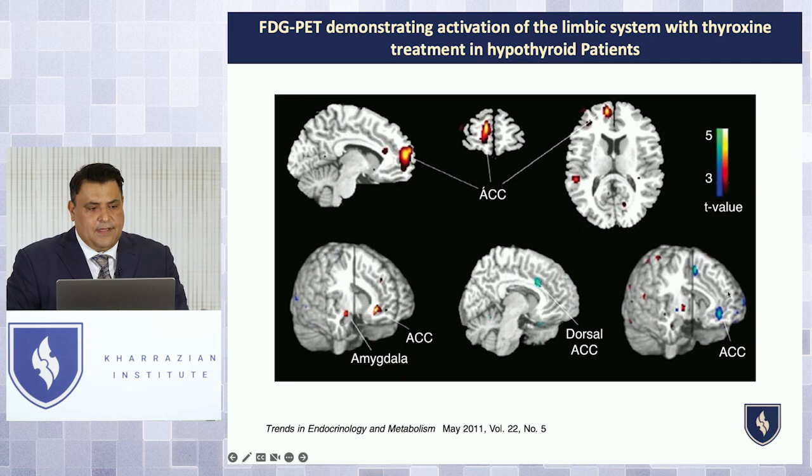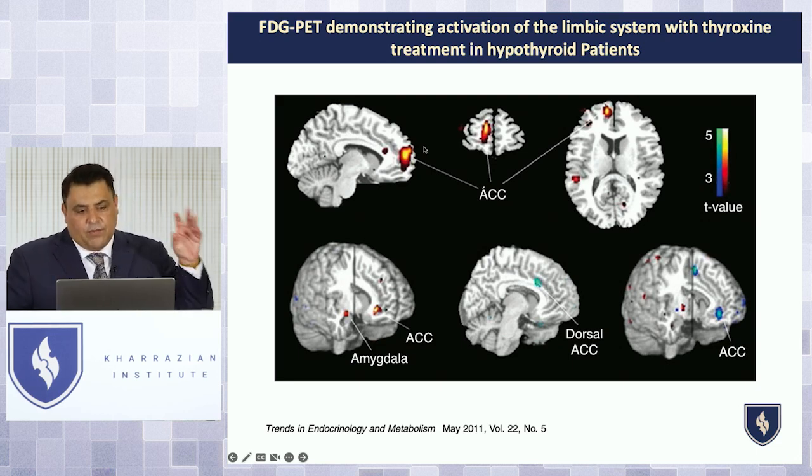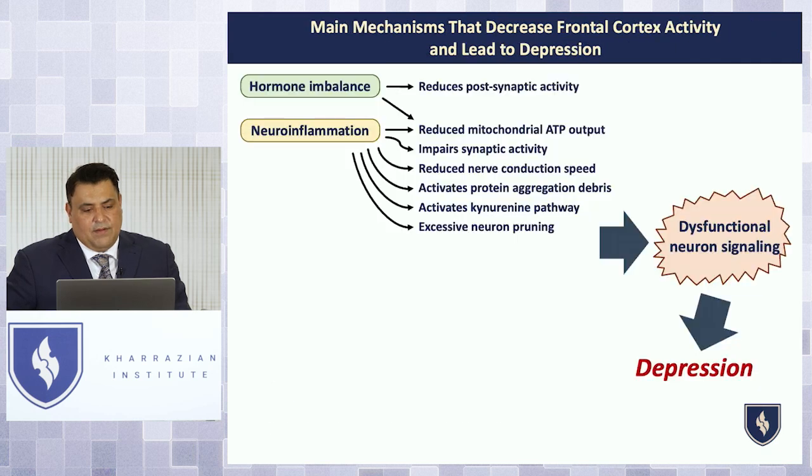And when they look at different PET scans, when they look at what's happening with depression, and when they go to treatment, here you can see a PET scan demonstrating activation of the limbic system with thyroxine in treatment of hypothyroid patients. So you can see, for example, the changes in activity of the frontal cortex with and without thyroid hormones. And you can see that everything seems to function much better with thyroid hormones than the overactivity of their limbic regions when they don't have them. So the region of the brain that's involved in the main circuits of the limbic lobe are the frontal areas of the brain.